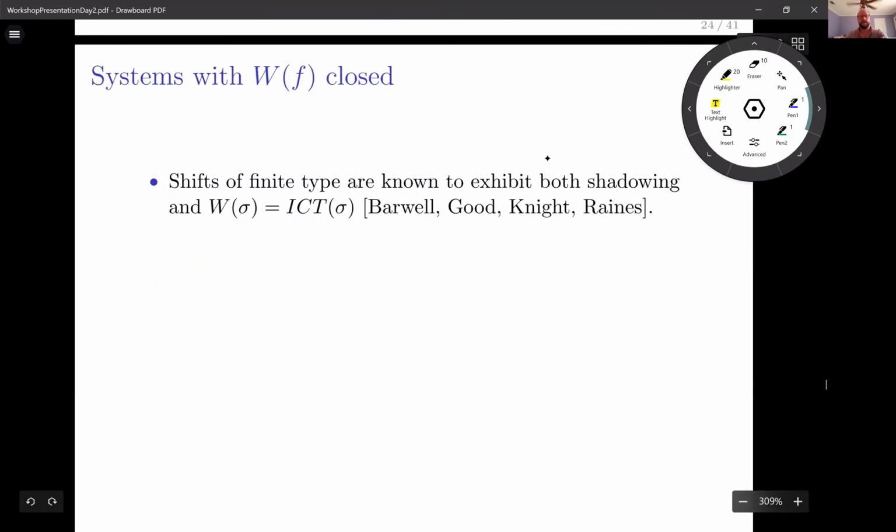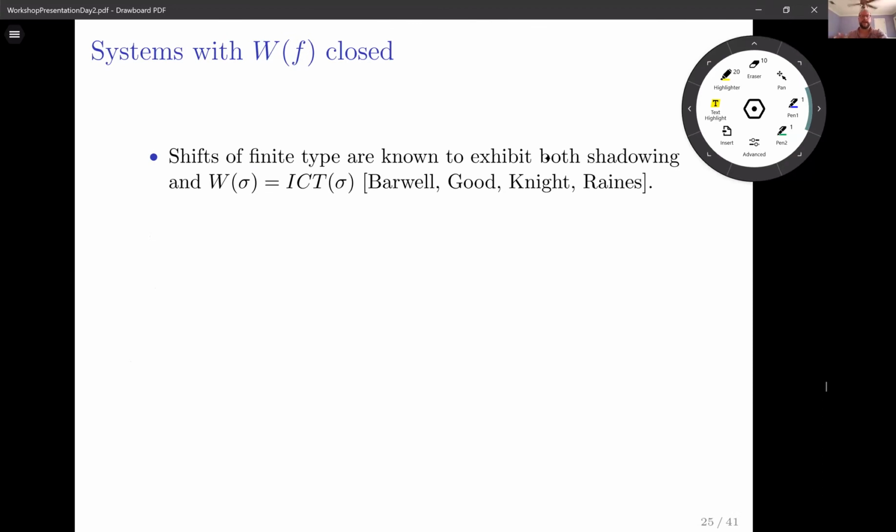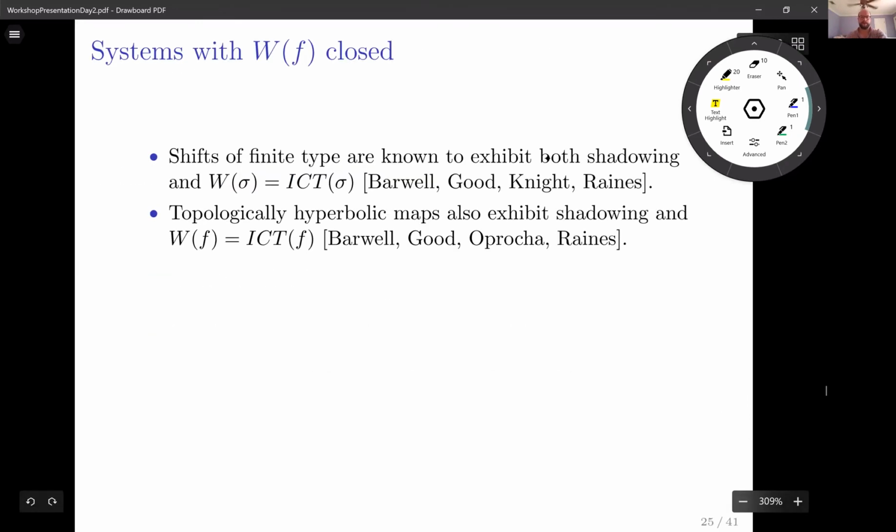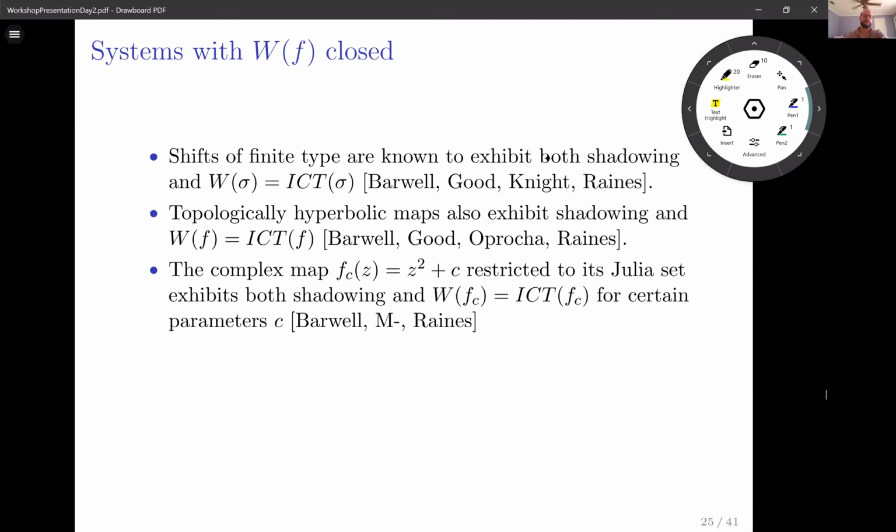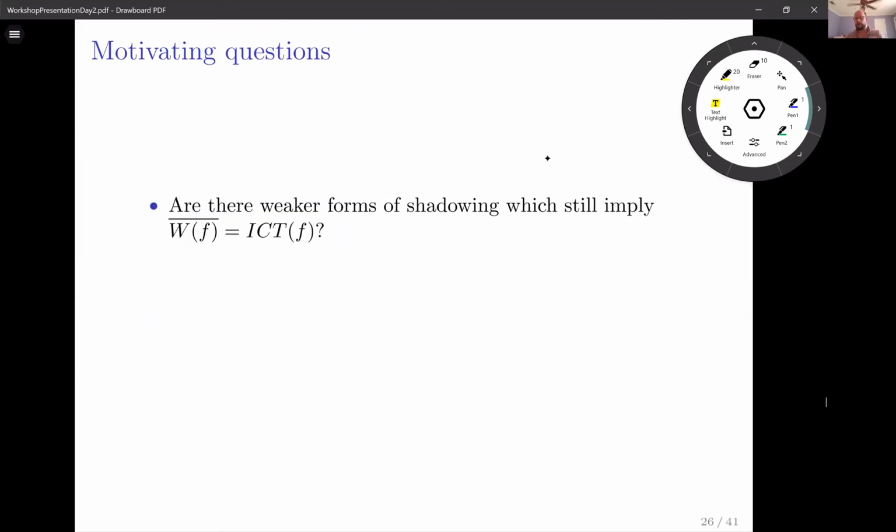All right, but we can also play this the other way. We know that some systems have shadowing and that the omega limit sets and ICT sets coincide. For example, shifts of finite type, we saw yesterday, they have shadowing. And we can establish without too much work that every omega limit set is an ICT set. And that tells us that then for shifts of finite type, the collection of omega limit sets is closed. This also holds for topologically hyperbolic maps and certain quadratic maps acting on their Julia sets. And so the corollary of this result is that for these sorts of systems, the collection of omega limit sets is closed.